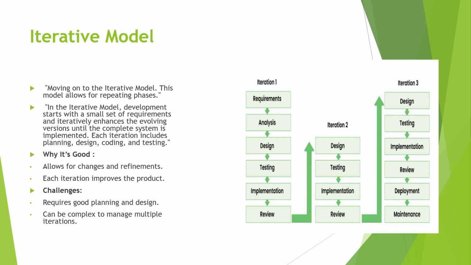requirements. Iterative model. Moving on to the iterative model, this model allows for repeating phases. In the iterative model, development starts with a small set of requirements and iteratively enhances the evolving versions until the complete system is implemented. Each iteration includes planning, design, coding, and testing. Why it's good? It allows for changes and refinements. Each iteration improves the product. Challenges faced by the iterative model are that it requires good planning and design, and can be complex to manage multiple iterations.